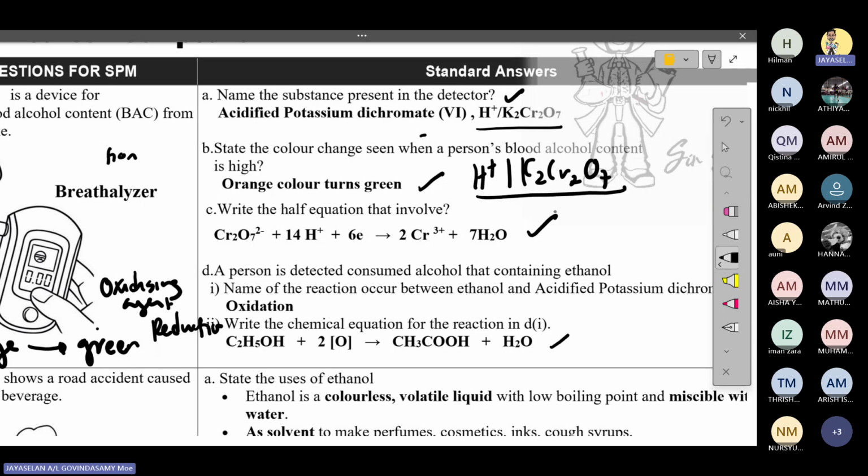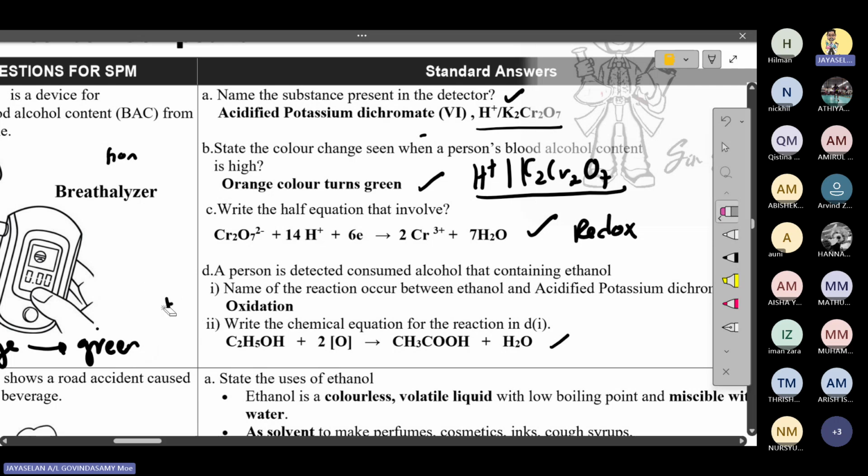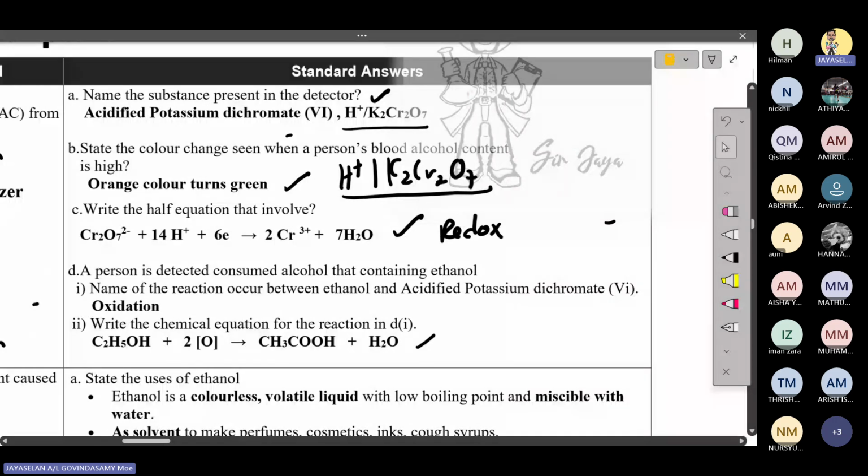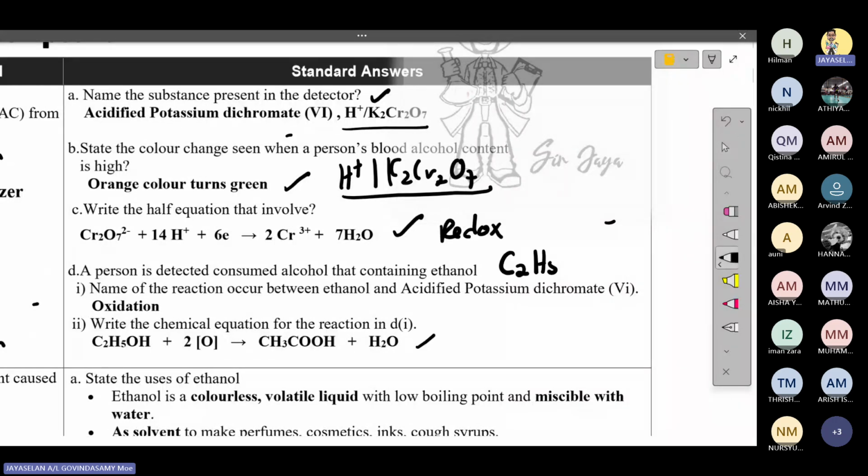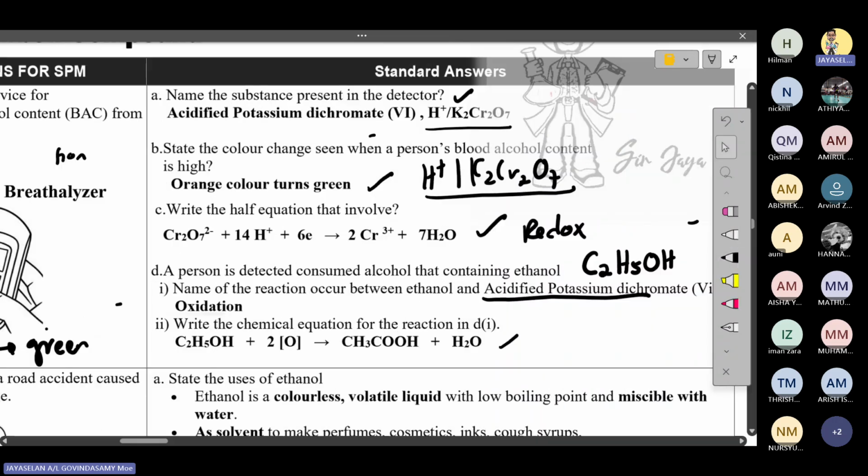So you have to do the half equation. If they ask half equation, you go to redox and do. Okay, so lepas tu dia akan tanya. Soalan macam ni belum pernah keluar, so make sure remember. Okay, a person detected alcohol that contain ethanol. What is the formula of ethanol? C2H5OH.